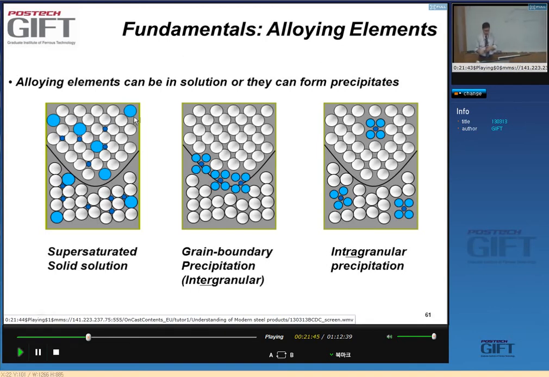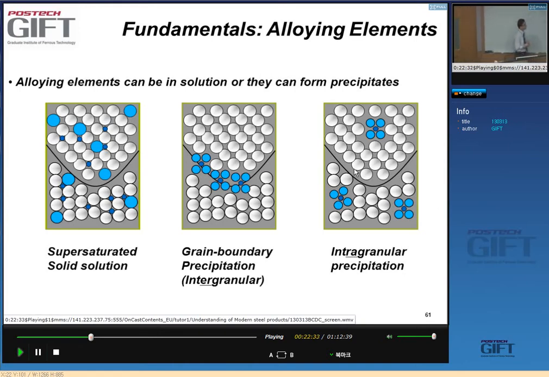say you have these bigger blue atoms and these smaller dark blue atoms, which could, for instance, be titanium and nitrogen. So titanium is substitutional, nitrogen is interstitial. And as you cool and solidify the material, it will form titanium nitride compounds. And these titanium nitride compounds can nucleate and grow at grain boundaries, such as you can see here, or inside the grain, inside the matrix of the grains, and give you intergranular precipitation.